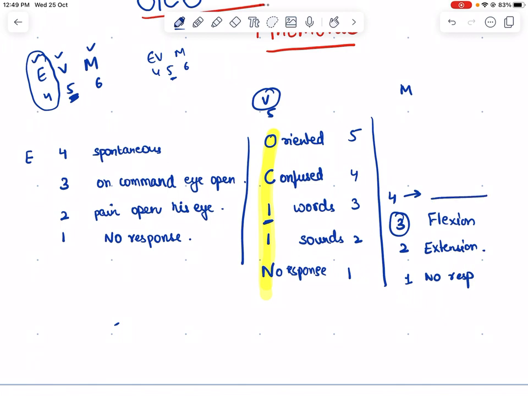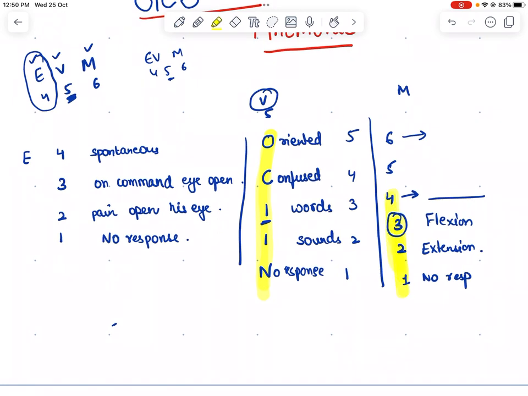So withdrawal from flexion. And 5 and 6 are spontaneous movement, the person is using his hands spontaneously. So we just have to remember these points: 3 is flexion, 2 is extension, and 4 is withdrawal, withdrawal flexion, something like that. Then we automatically solve our GCS score. And 6 is for a fully mobile person, he can use all 4 limbs to move. Okay, so this is the mnemonic.